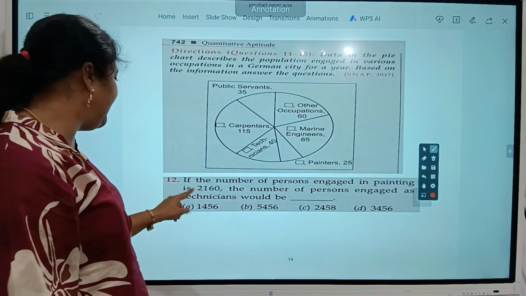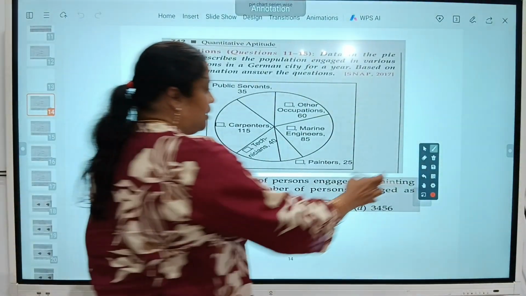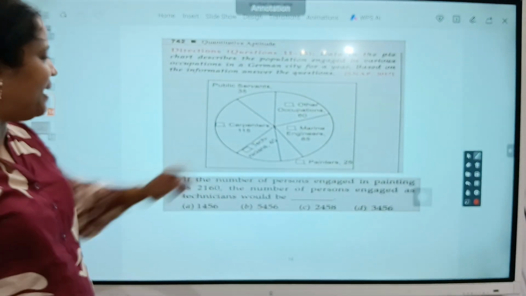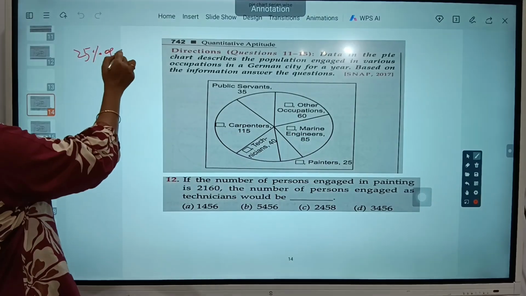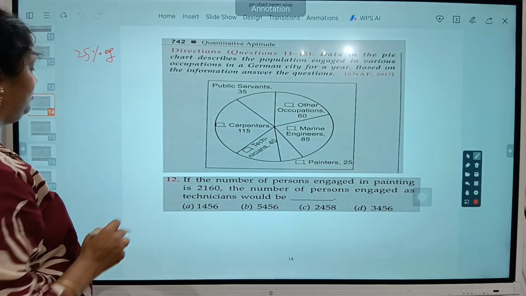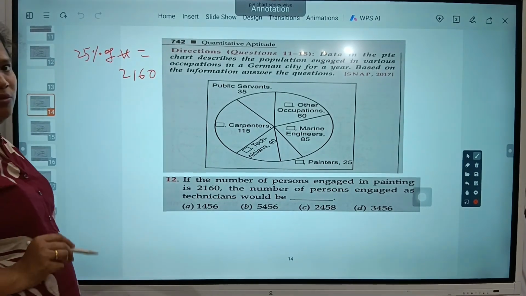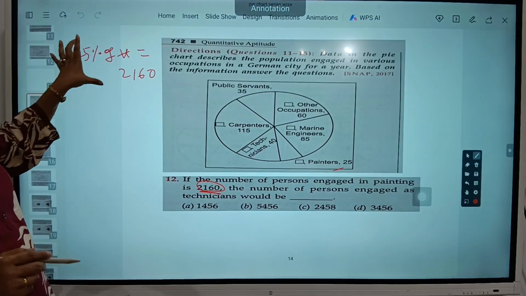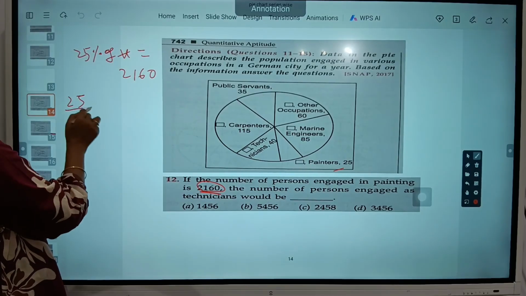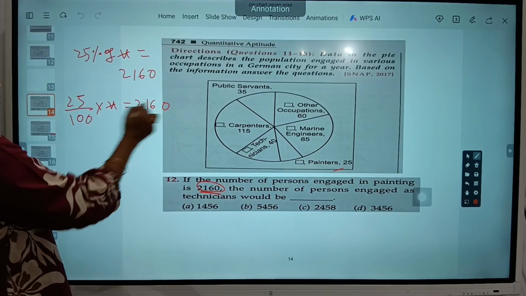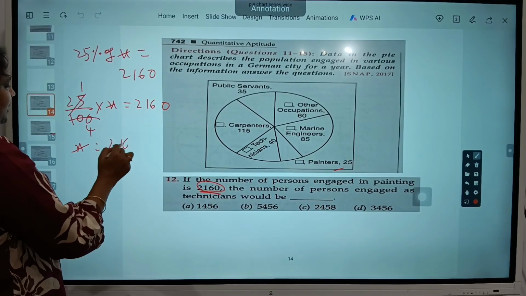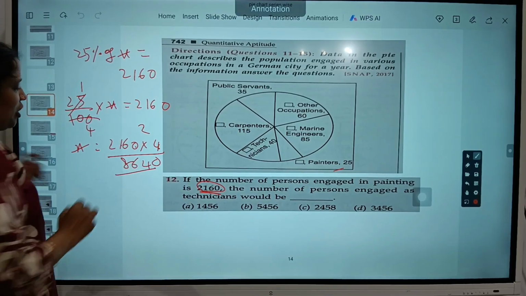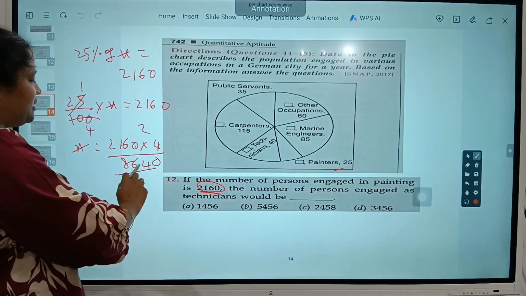If the number of persons engaged in painting is 2160, the number of persons engaged as technicians would be. So the number of persons engaged in painting is 2160. Painters are how much? 25% of X is equal to 2160. The equation here is 25% of X is 2160. So 25 by 100 into X is equal to 2160. So X will be 2160 into 4. So the X value, the total pie chart value, is 8640.